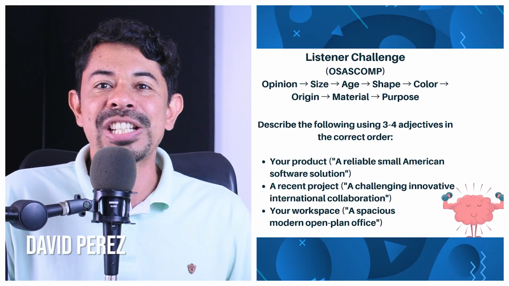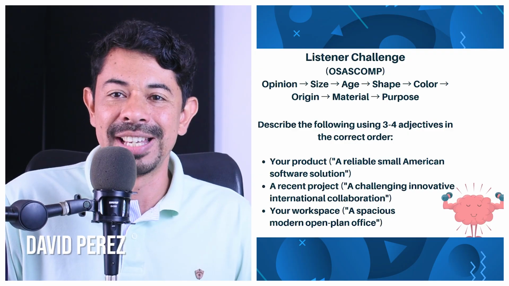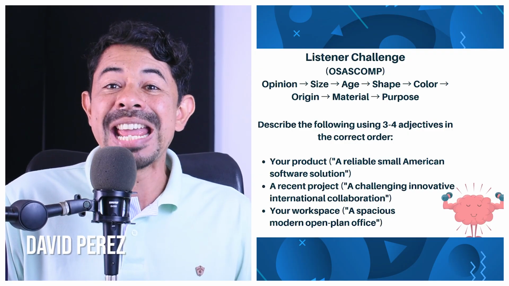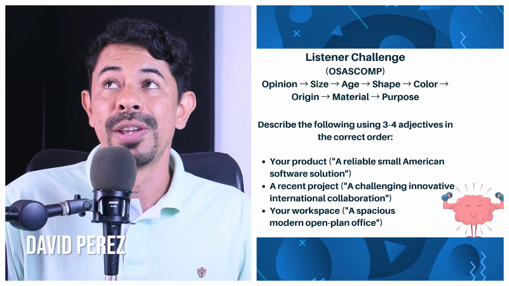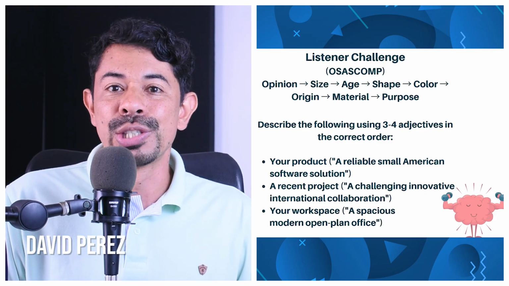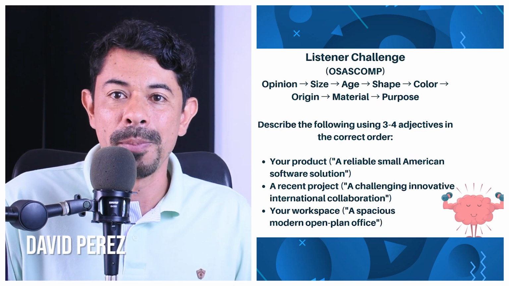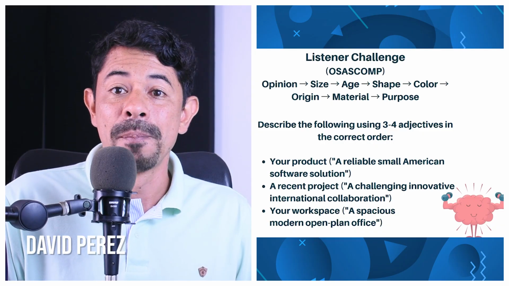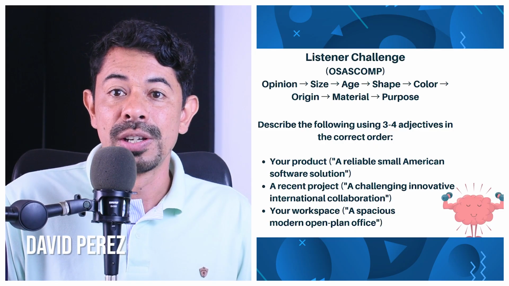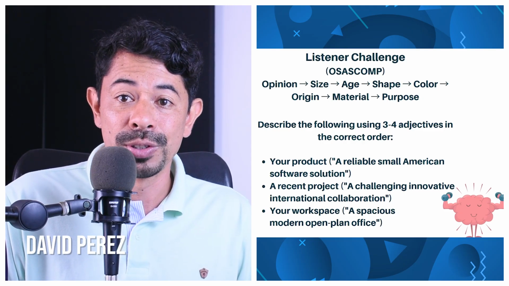Okay, I have a challenge for you because I know you're listening and you want to practice this. On paper, because I want you to both think about it, but also see it, you are going to practice OSASCOMP. Remember, OSASCOMP, write this down, is opinion, size, age, shape, color, origin, material, and purpose.